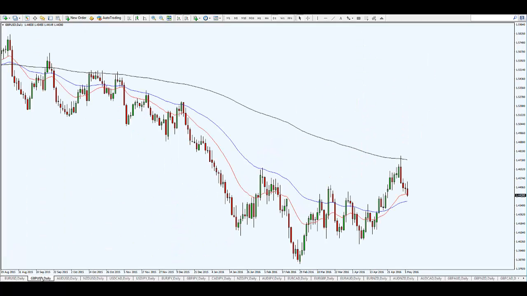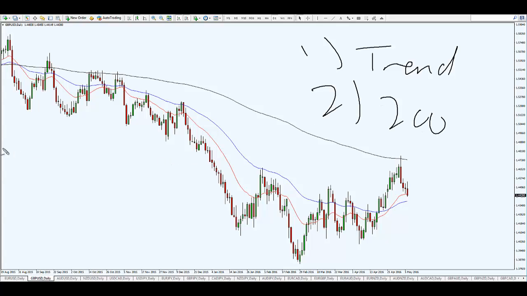This is the euro and this is the pound. You want to go short on the pound instead, right? Based on what I just shared with you earlier, you have a few factors going for you. Number one, the trend. Number two, the 200-day moving average. Number three, resistance, right? Pardon my handwriting.